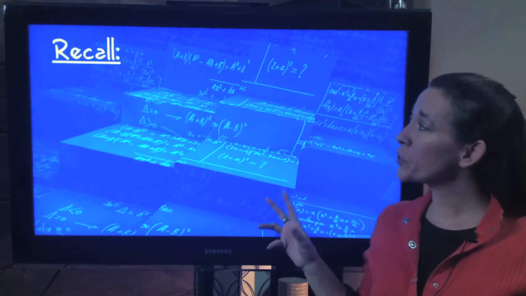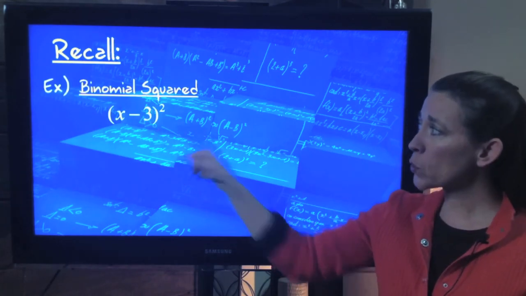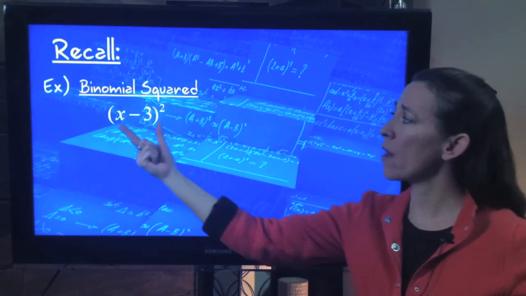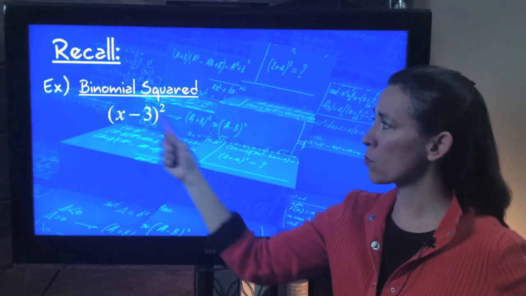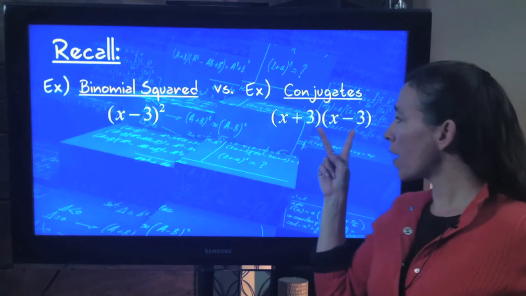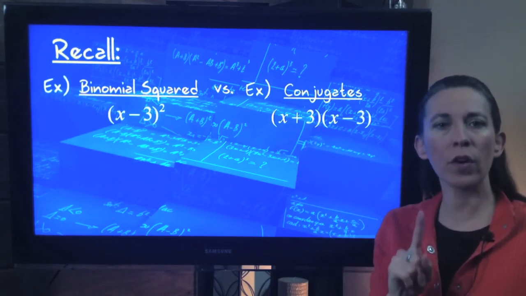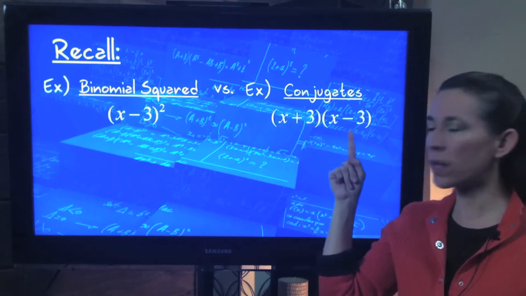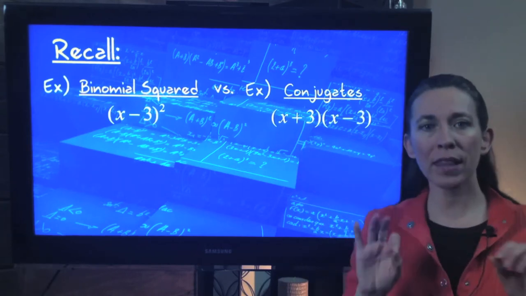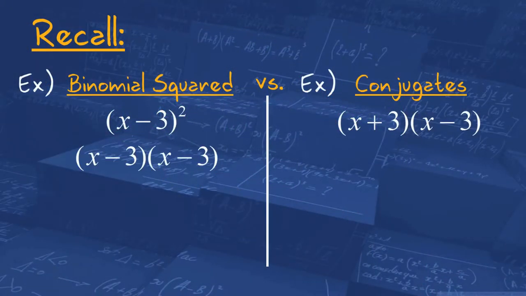But before we get into it too much, I want to compare two different types of problems. The first one is a binomial squared, where you have a single binomial like this one, x minus 3 taken to the power of 2. Versus conjugates, where you have two binomials that look almost identical except for their operations. One is addition and one is subtraction. When you multiply these two out, you get two different results. So let's focus first on the binomial squared.